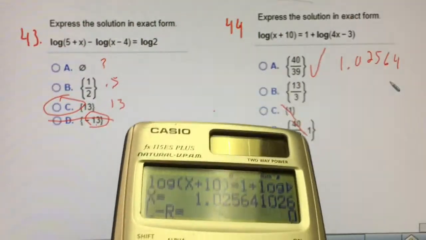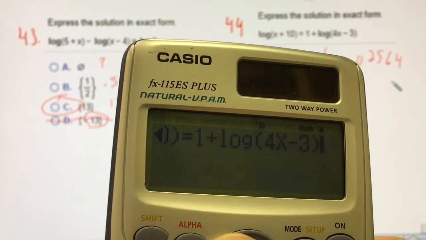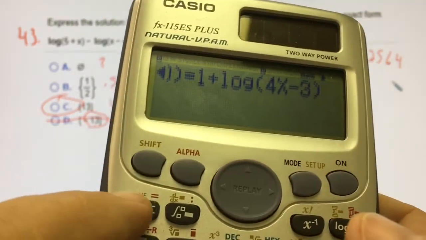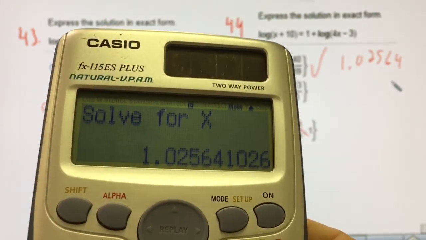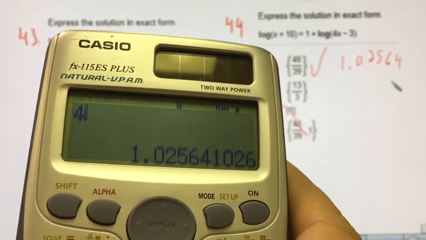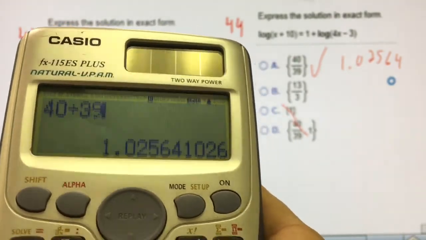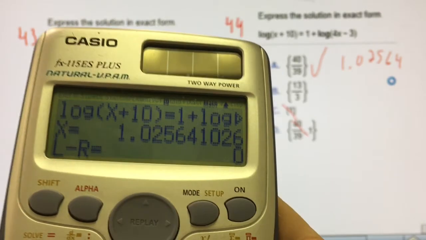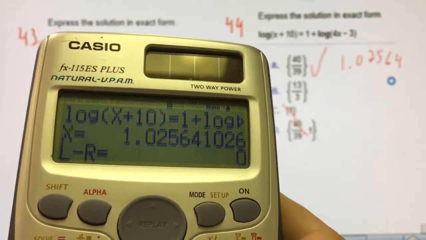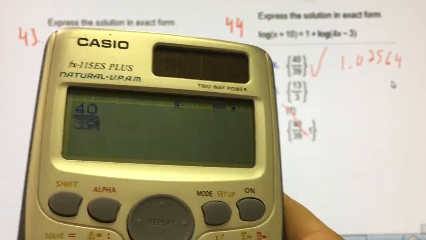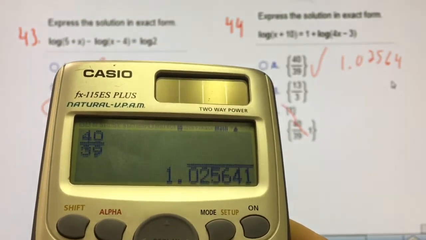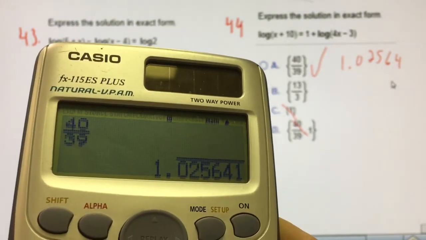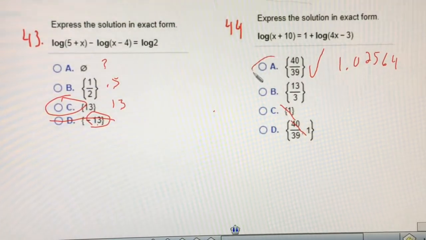1.02564. I'm going to type in 40 over 39. Watch this. I'm going to back arrow and hit shift solve, and I'm going to guess 40 over 39. I have to do 40 divided by 39. I can't do the over-under button in this mode. Whammo. I bet you that's 40 over 39. Yeah, 1.02564. I didn't know it was repeating, but the calculator gave that to me. So it's going to be choice A.